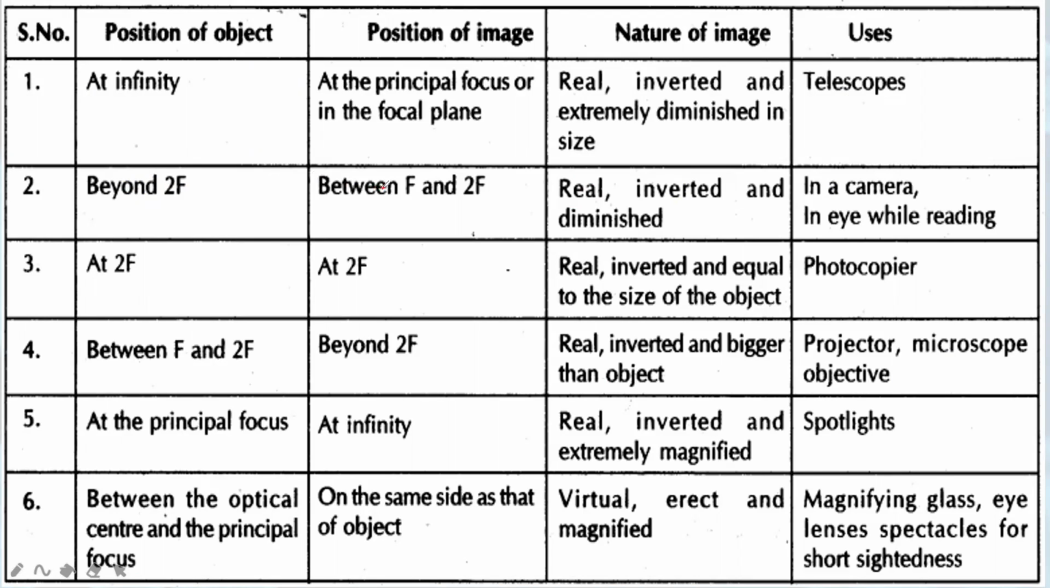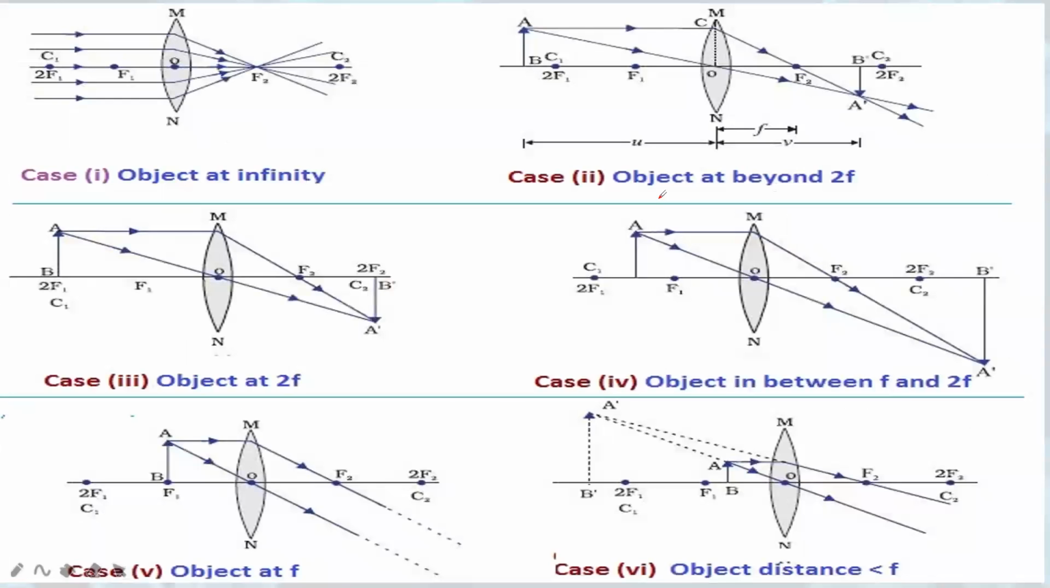Second case, the position of the object is beyond 2f, that means beyond center of curvature. So the image will be formed between f and 2f, between focus and center of curvature. The nature of the image will be real, inverted, and diminished. This is the second case.